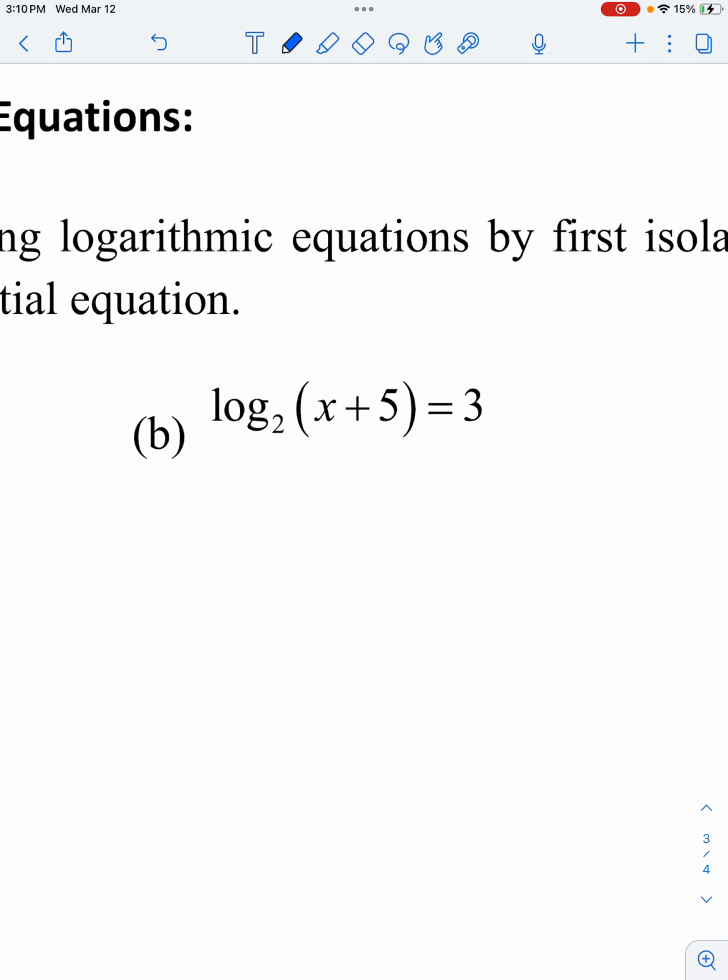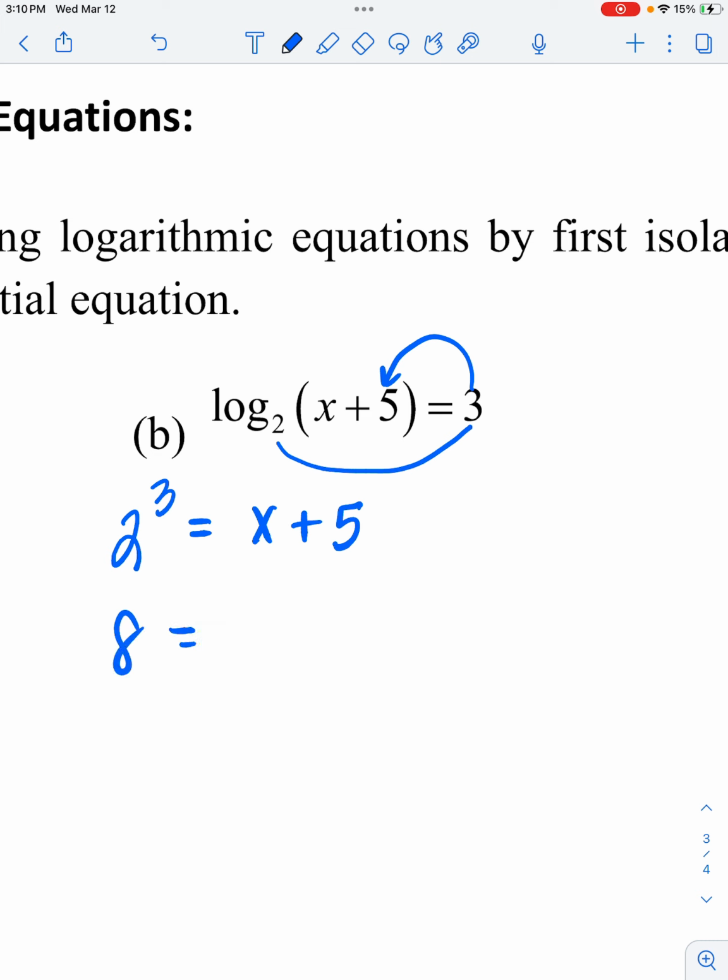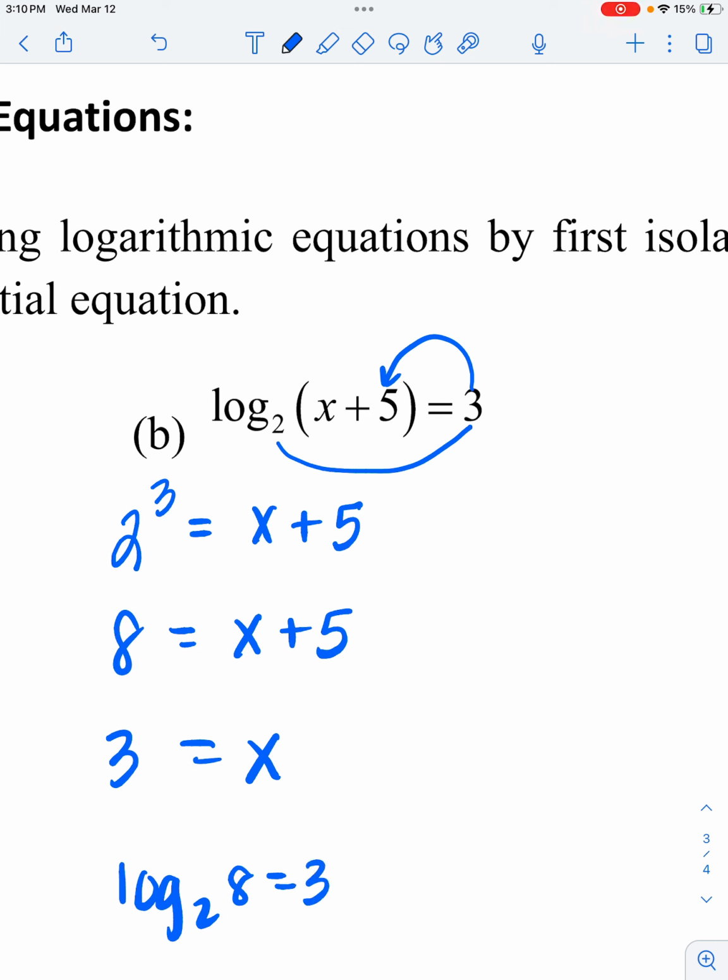Okay, same idea. I know the base to the exponent equals the argument. So I know that 8 equals x + 5. So this has to be an x value of 3. And when you substituted it back in, it should make sense that 3 plus 5 is 8. And yes, log base 2 of 8 should be equal to 3.